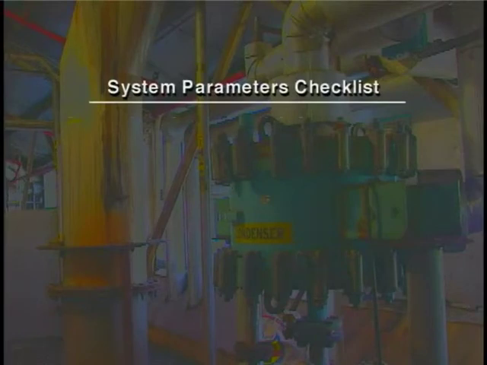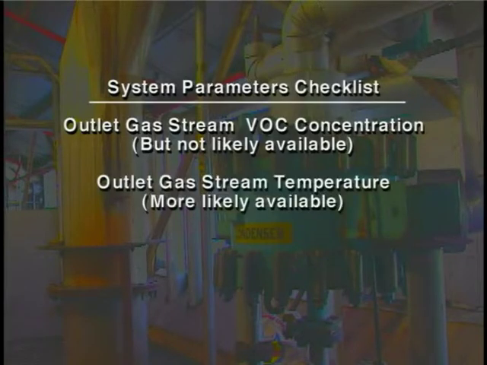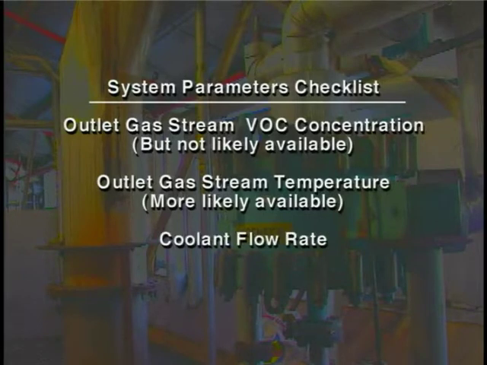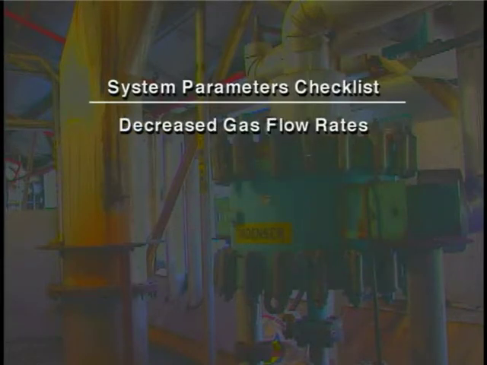To review, to determine if a condensation system is working properly, field personnel should observe, if possible, the outlet gas stream VOC concentration, but this is not likely available. The outlet gas stream temperature is more likely available. Indirect indicators of efficiency include the coolant flow rate and the coolant inlet and outlet temperatures. Decreased gas flow rates will reduce the capturing of the contaminant.